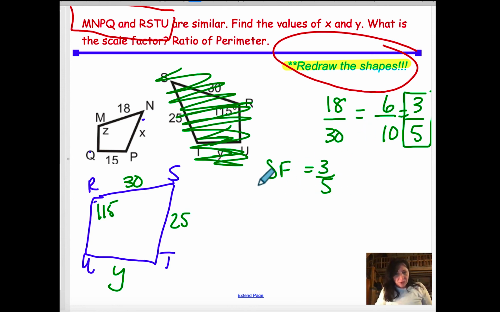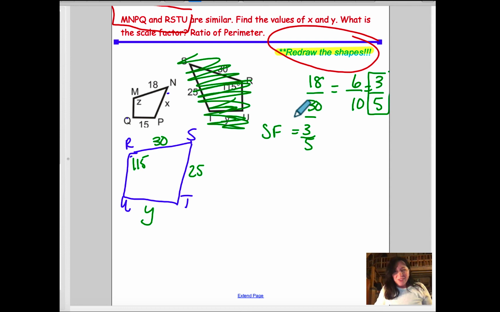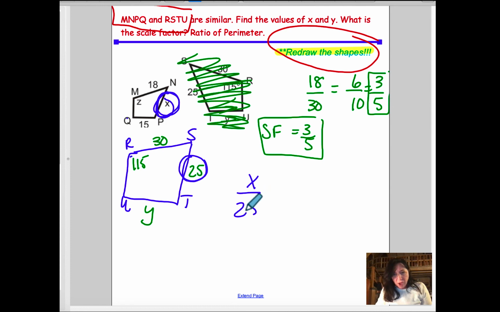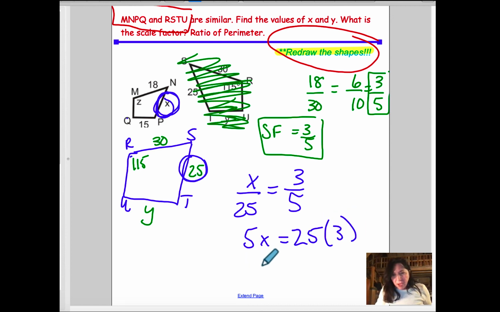Now, similarly, good word, similarly, now that I've got my scale factor, I can find all the other values. If I want to find X, I'm going to go X is to 25, and my sides are already lined up because I redrew the shape already. So X is to 25 as 3 is to 5. We're going to cross multiply. So 5X equals 25 times 3. I'm going to divide by 5. X equals 5 times 3, and that's 15. So we've got X. Check.